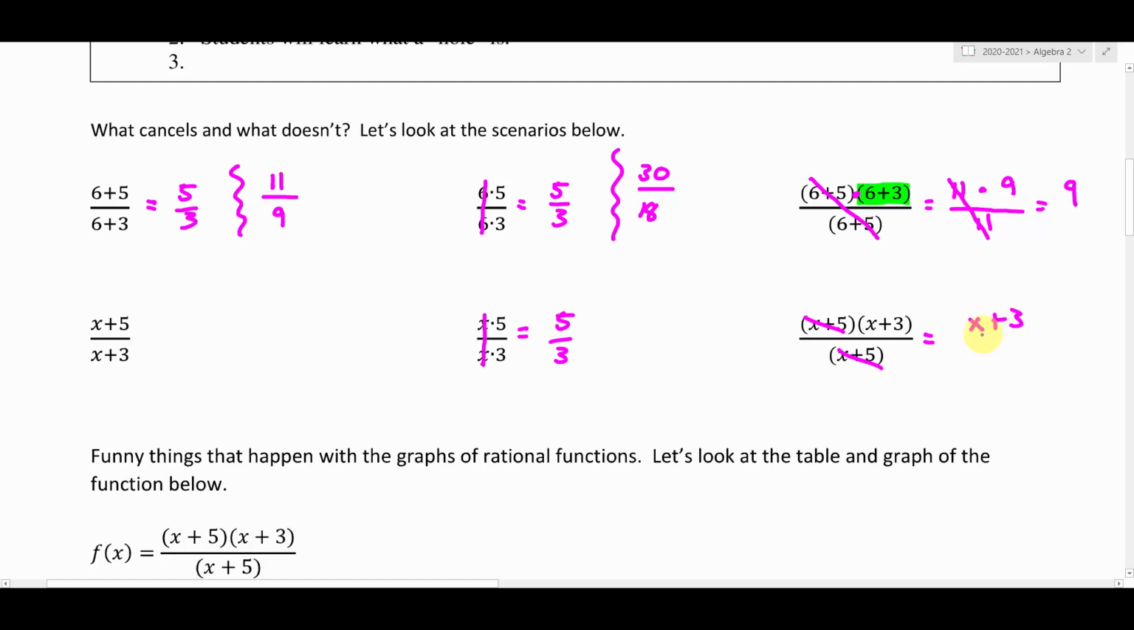So hopefully that gives you a little bit more understanding and clears up some of the confusion with what cancels and what doesn't. And like I said, getting used to what cancels and what doesn't in these rational expressions, it's going to take a little bit of practice.